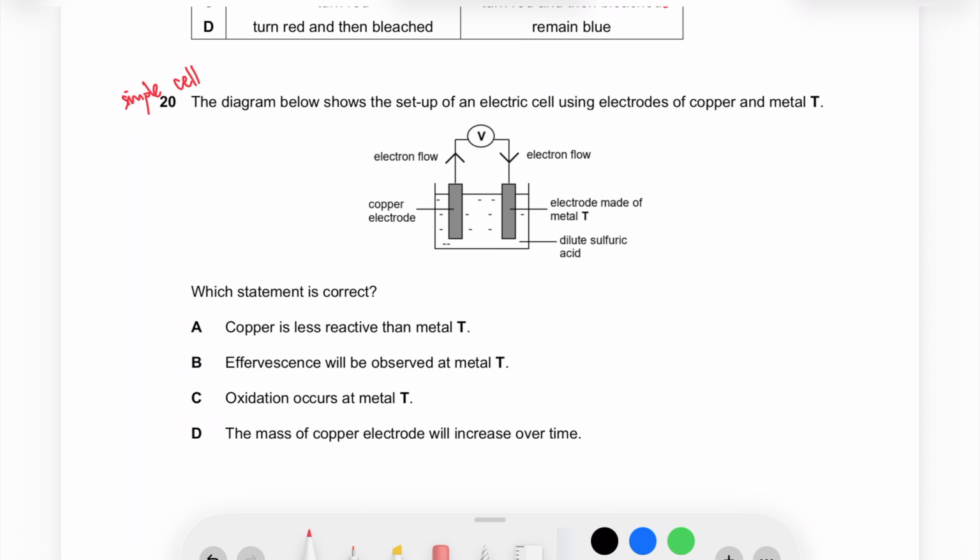Because you're using two different metals, and there's no battery involved, this is not an electrolytic cell. So it's a simple cell. So important, using copper and metal T. Which of the following statements is correct? Let's look at this one first.